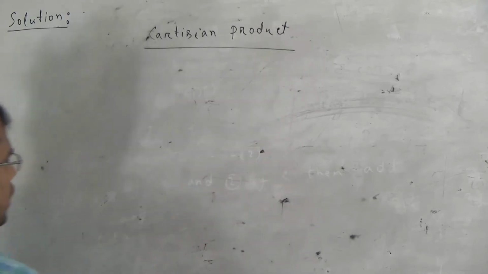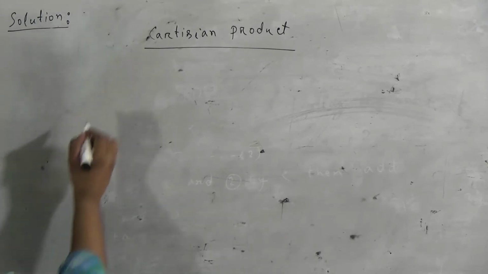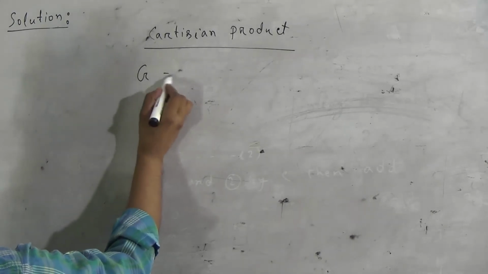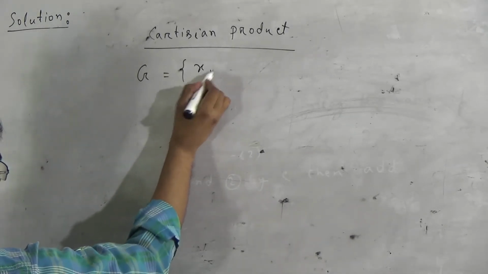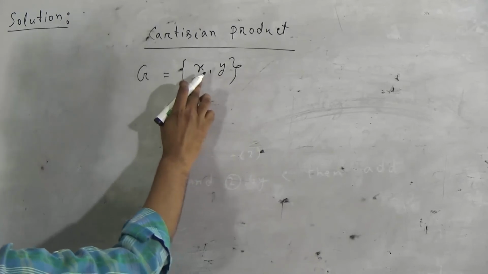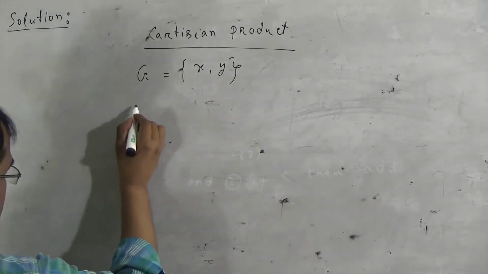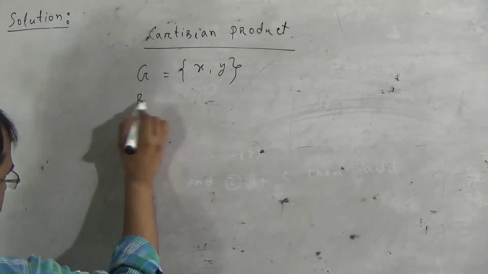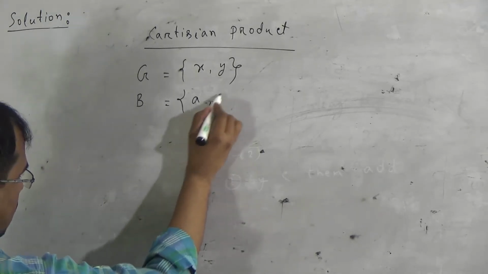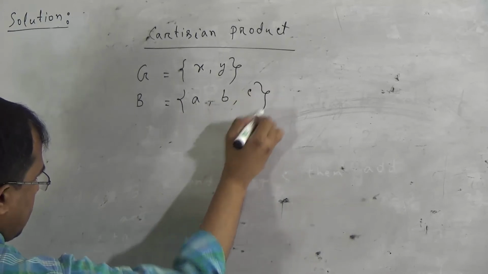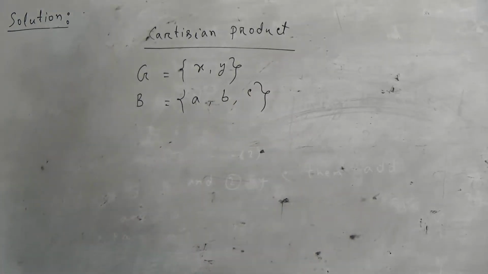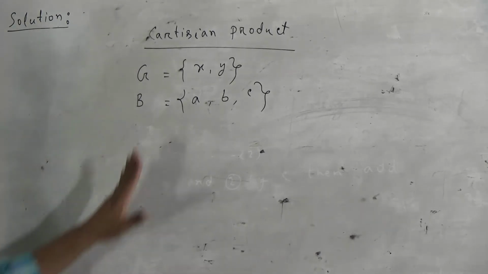Suppose there are 5 students in a class, 3 boys and 2 girls. The set of the girl students is Z equal to x comma y. One girl student's name is x and another girl student's name is y. And the set of the boy students B equal to a, b and c. Now every girl will play chess with every boy.